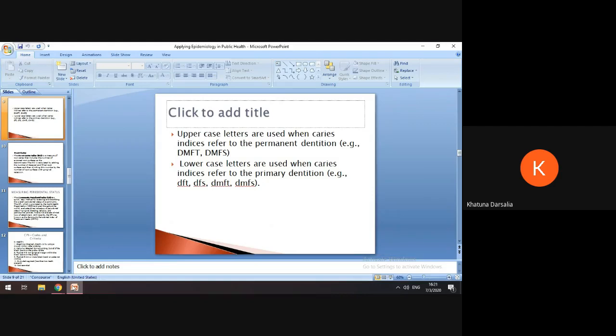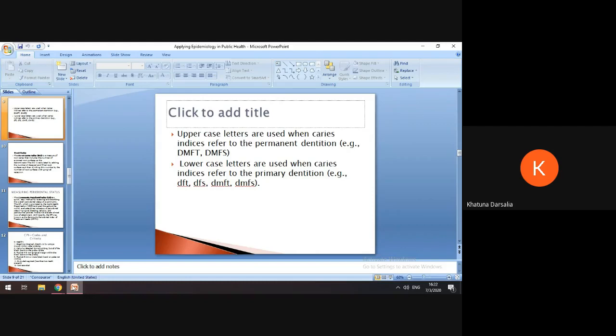Most oral health surveillance programs will report a DFT or DFS score rather than a DEFT or DEFS score.